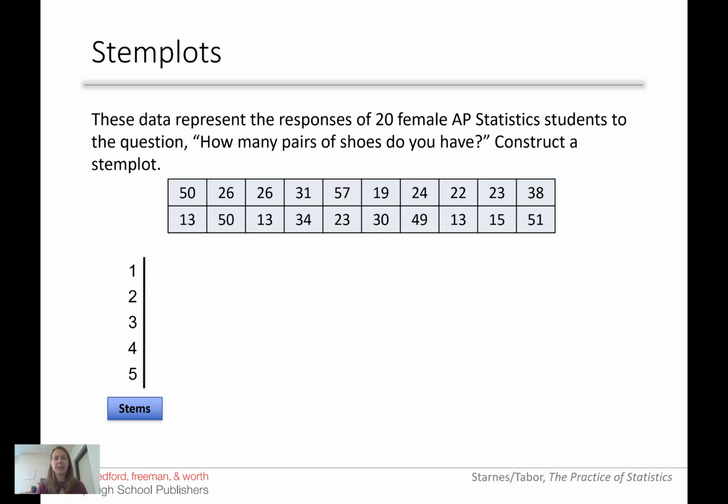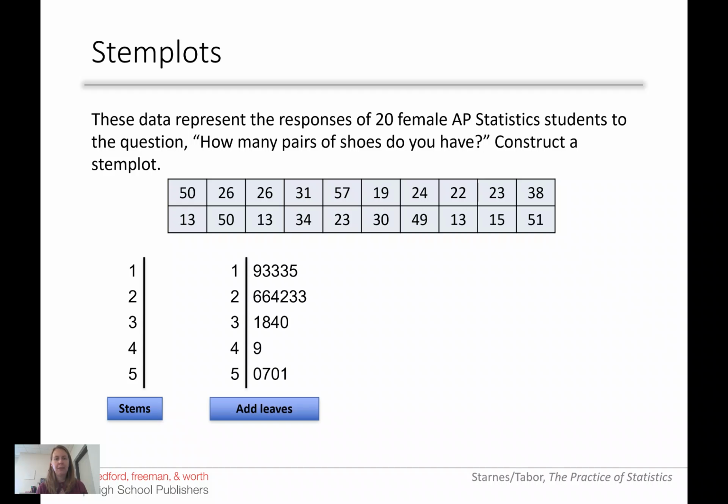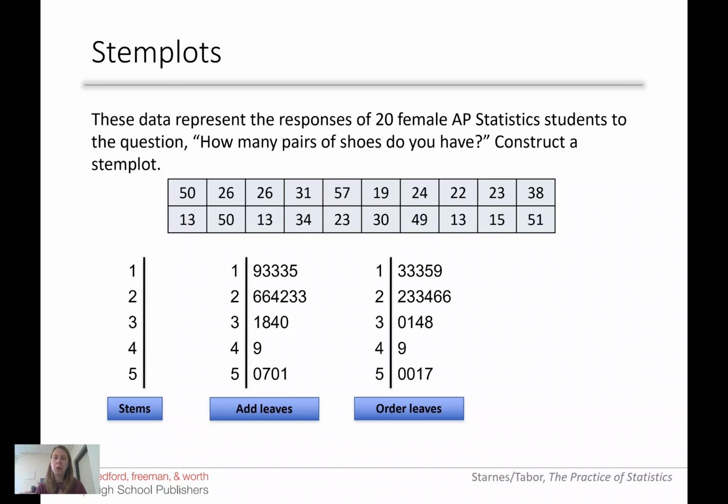All right, so for a stem plot, you need the stem, which can be the hundreds place, the tens place, the ones place. It's just what makes sense for your data. So here, since everything is in tens, the tens place is your stem, and then the leaf is the ones place. So you just take all the numbers and divide them between the tens and the ones. You can list them out first, but then you need to put them in order from smallest to biggest. So all we did here was rearrange the numbers.